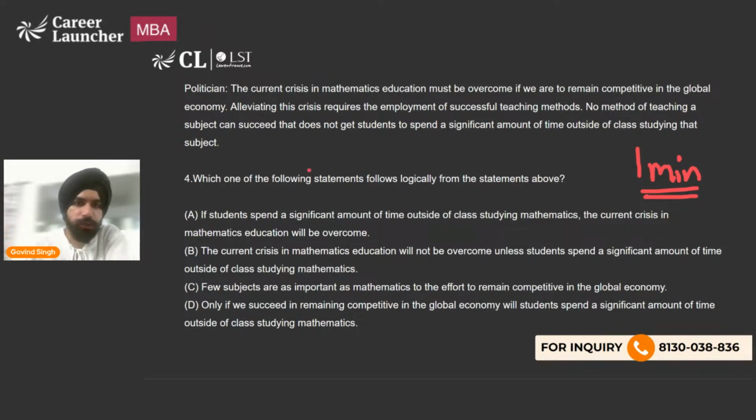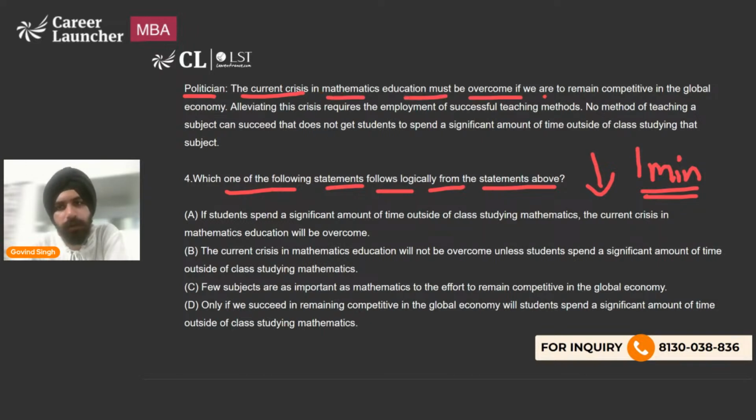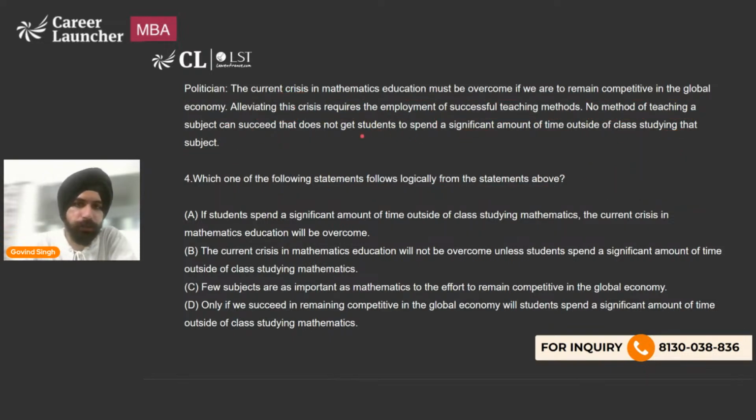Let's look at the question. The question is saying which one of the following statements follows logically from the statements above. So, a logically coherent statement we have to tell. Politicians said the current crisis in mathematics education must be overcome if we are to remain competitive in the global economy. Alleviating this crisis requires the employment of successful teaching methods. Okay. No method of teaching a subject can succeed that does not get students to spend a significant amount of time outside of class studying that subject. So, for a teaching method to succeed, students should be spending some time outside of class studying that subject.